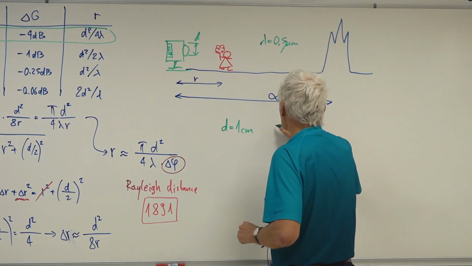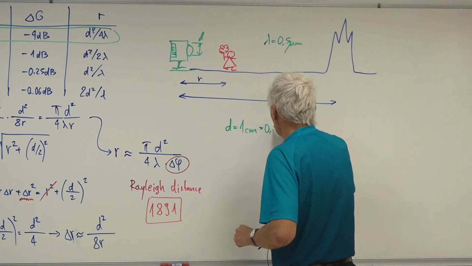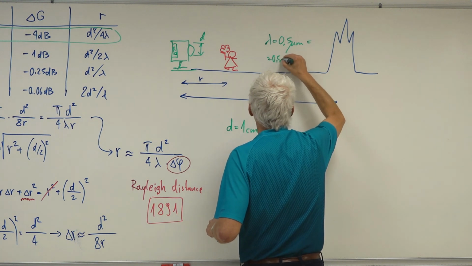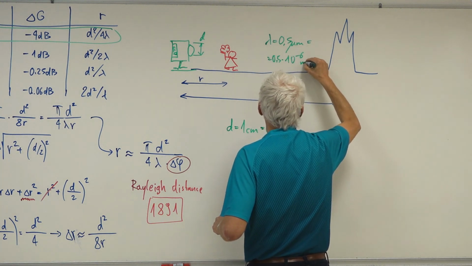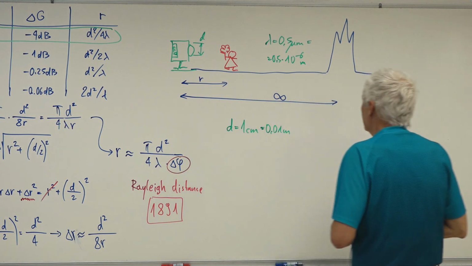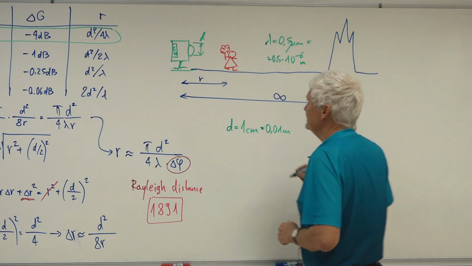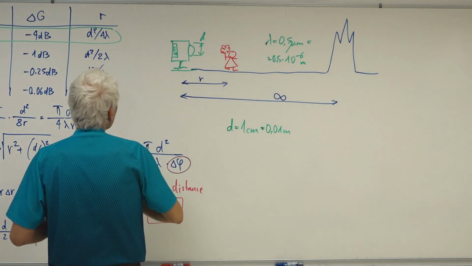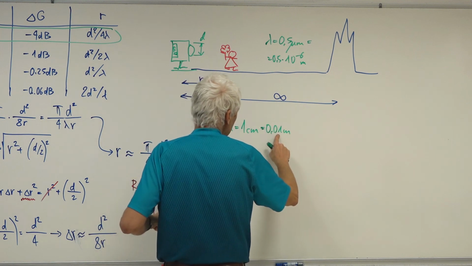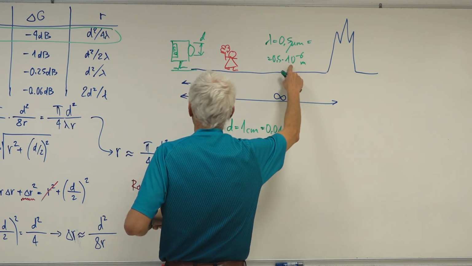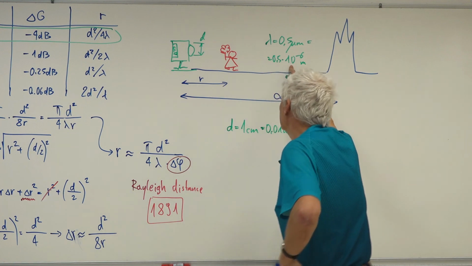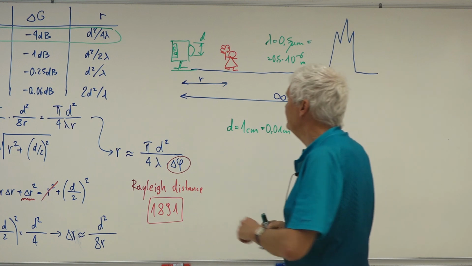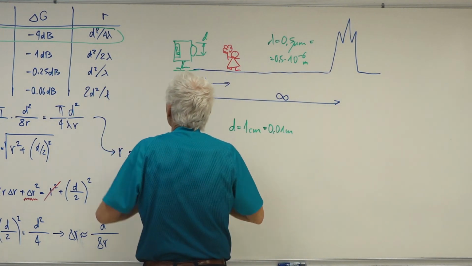D squared is 0.01 meter squared, and lambda is 0.5 times 10 to the minus 6 meter. So the R in this case, in optics, for this data here, is 10 to the minus 4 divided by 10 to the minus 6, which is 100. 100 divided by 2 is 50 meters.